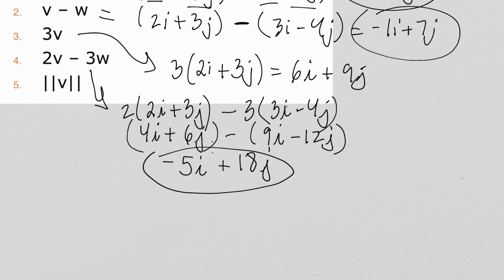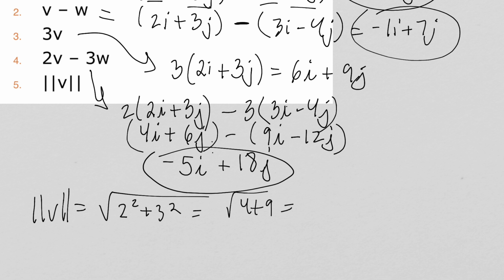All right, and the last one is doing the magnitude for v. So that's the square root thing again. And I'm going to be taking my v, 2 squared plus 3 squared. So I get 4 plus 9, which is, the magnitude of v is root 13.